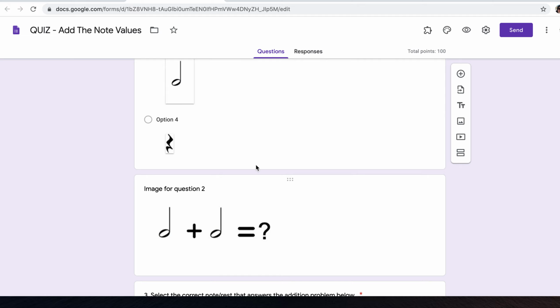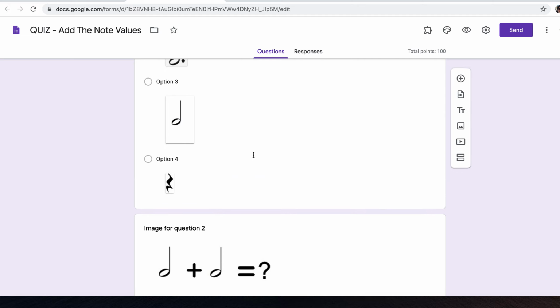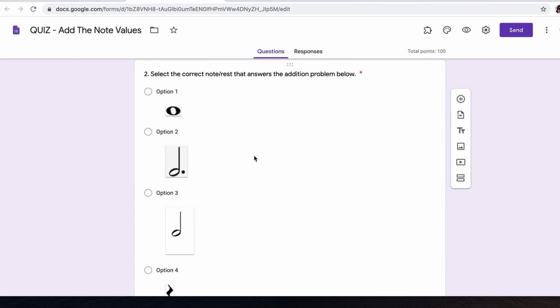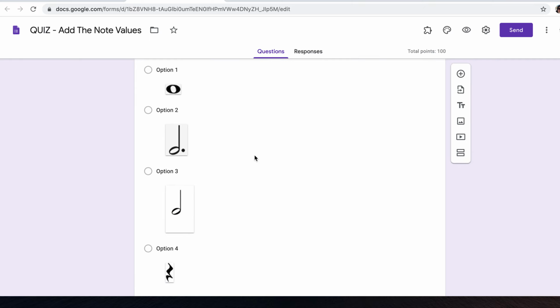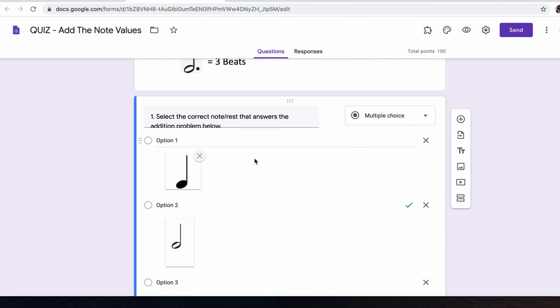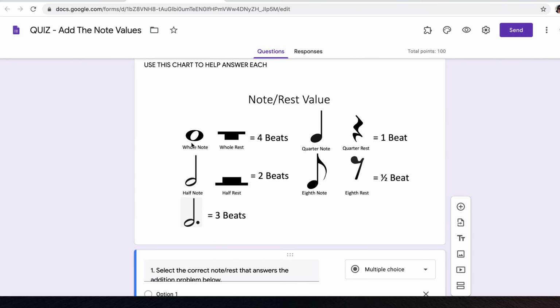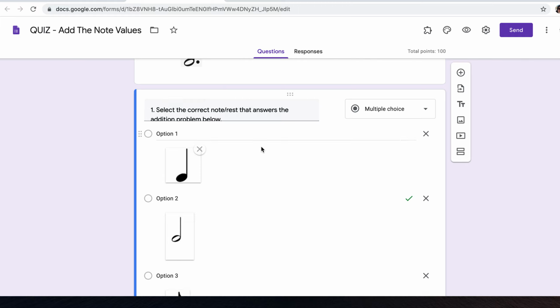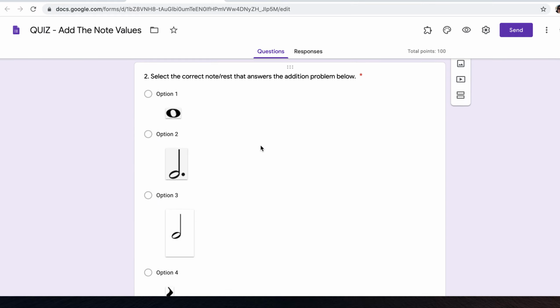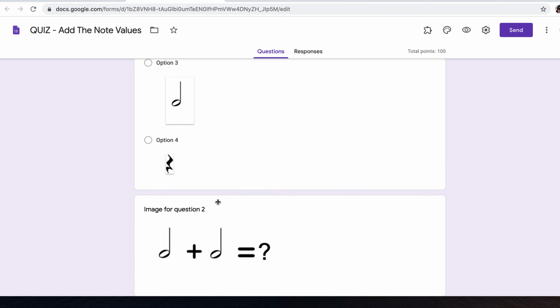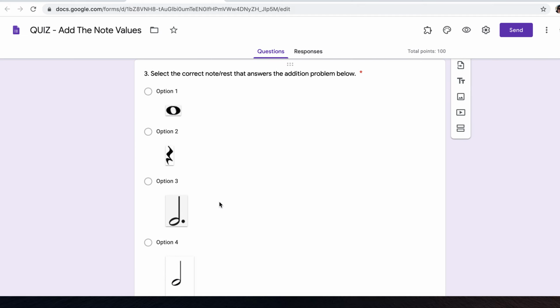That's right. So let's find a note up here that equals 4 beats. So we look up here. I think you all probably know the answer, but in case you don't, go back up to your chart. There you go. Whole note equals 4 beats. So let's go back to question 2. There's my whole note. So that would be the correct answer. So you do the same process throughout here. Okay, let's do one more together. And I'm going to let you do the rest of them.